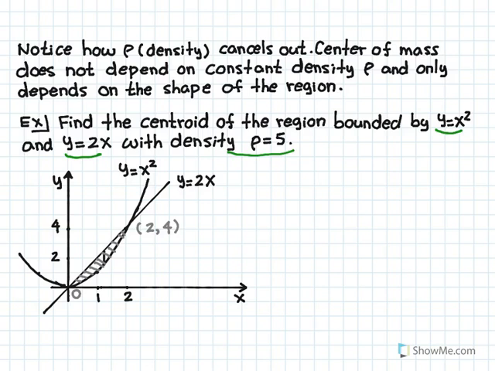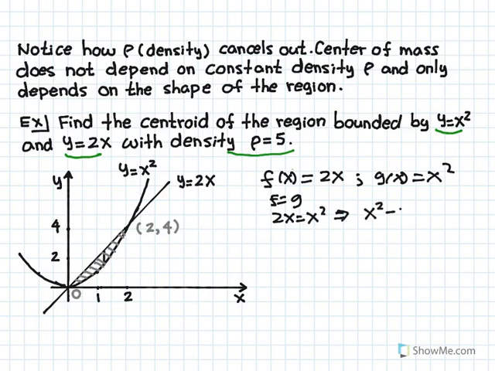So the function we have is f of x. Let me change color here. f of x is equal to 2x. g of x is equal to x squared, and 2x is on top, and x squared is at the bottom. Let's find the intersection points. We make f equals g, so we get 2x equals x squared. Bring everything to one side and factorize. We get x squared minus 2x is equal to 0. Factor x out, x times x minus 2 is equal to 0. So we get x equals 0 and x equals 2. These are the x coordinates of the intersection points.